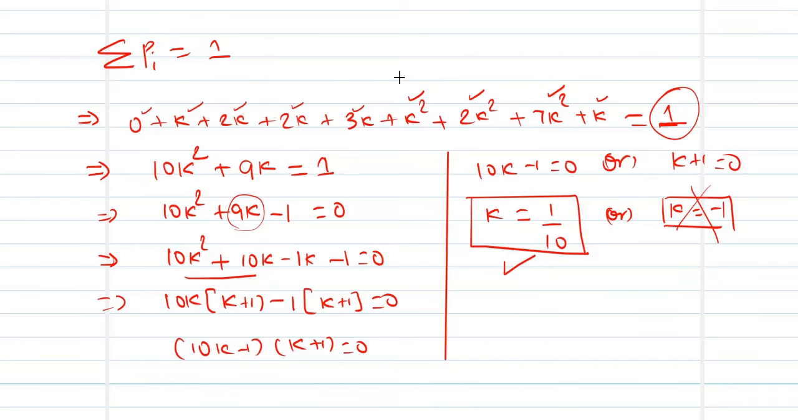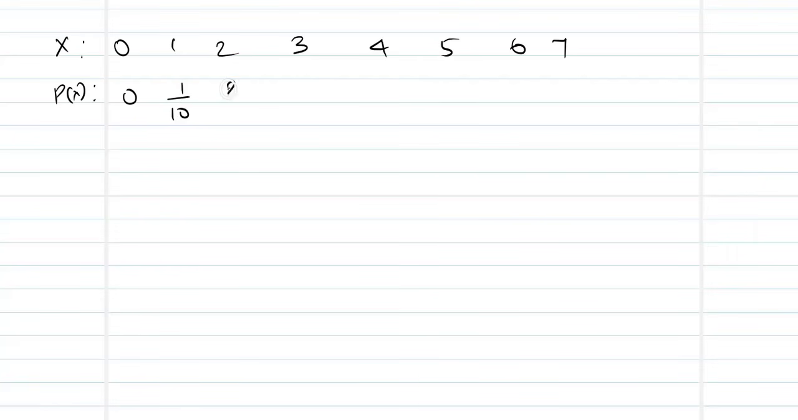So now fix your values over here for the probability. X takes the values 0, 1, 2, 3, 4, 5, 6, 7, and the corresponding probability of X now becomes 0. K is going to be equal to 1 by 10. This is going to be 2 by 10, 2 by 10. So this is 3 by 10.